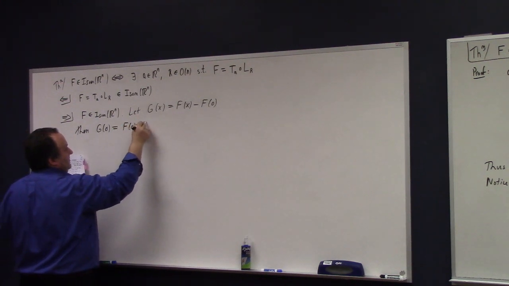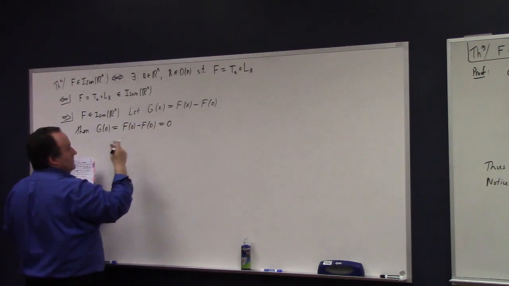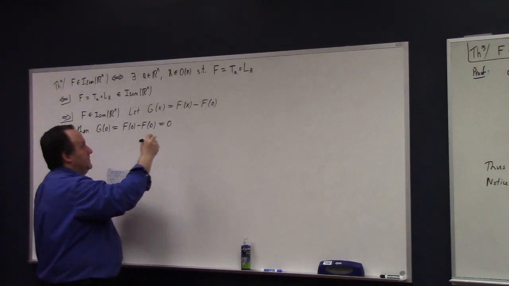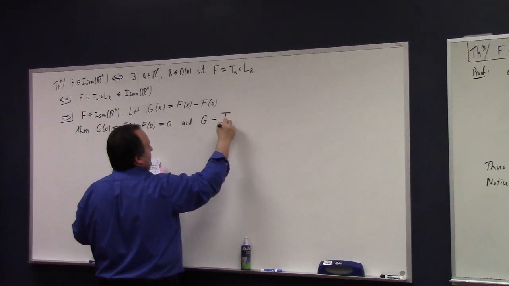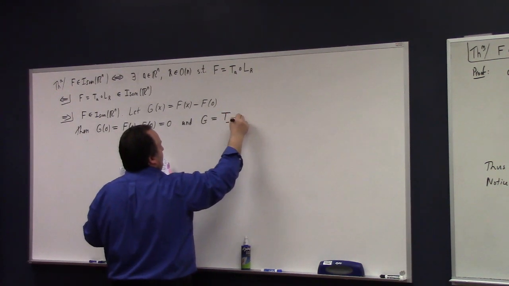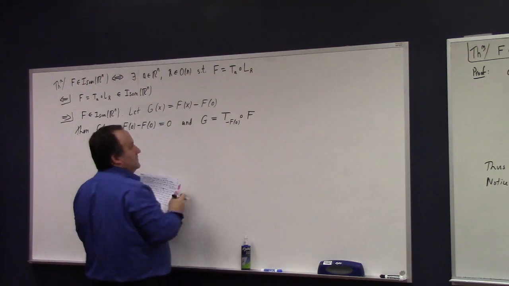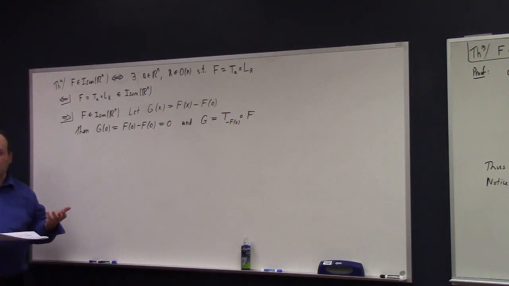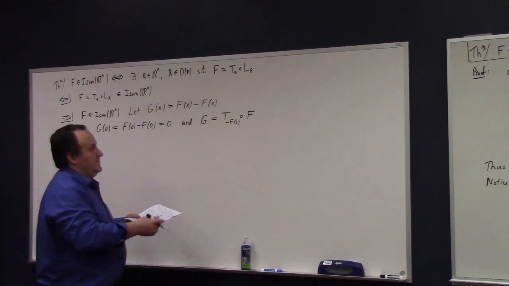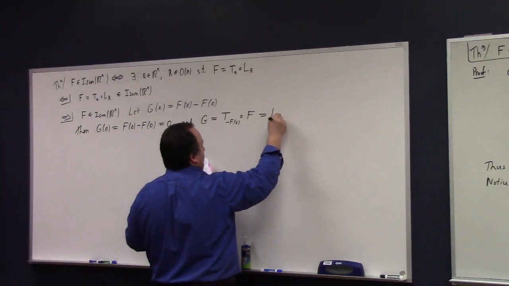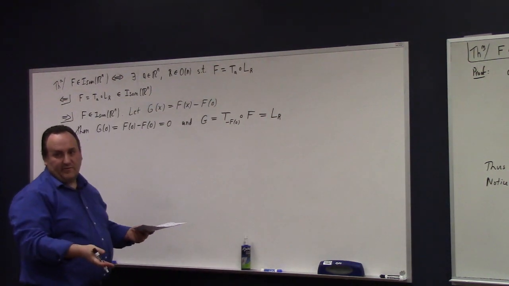F of 0 minus F of 0, which is 0, right? And G is equal to translation by minus F of 0 composed with F. See that? G is nothing more than the composite of the translation by minus F of 0 vector with F. Therefore, G is an isometry. It's an isometry which fixes 0. Therefore, it is a rotation. So you see this is equal to L sub r for some rotation r by our previous theorem.